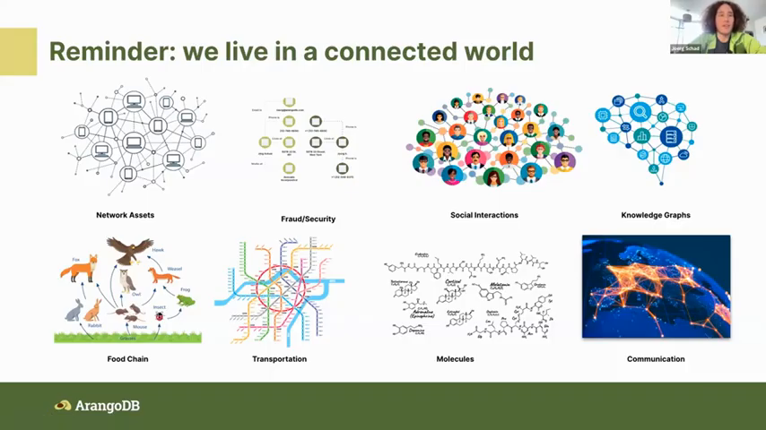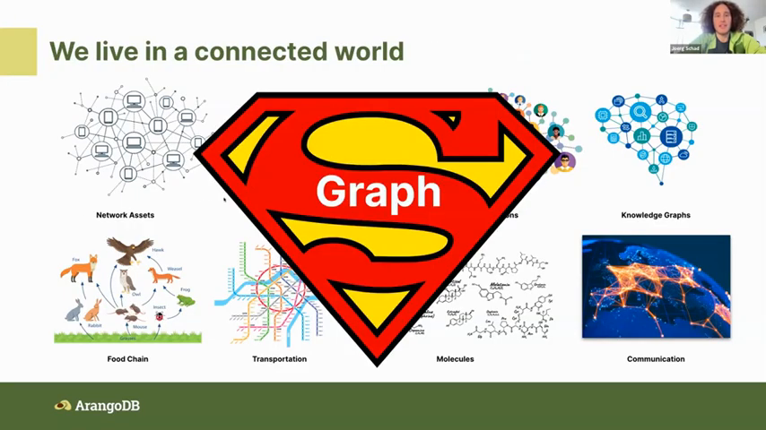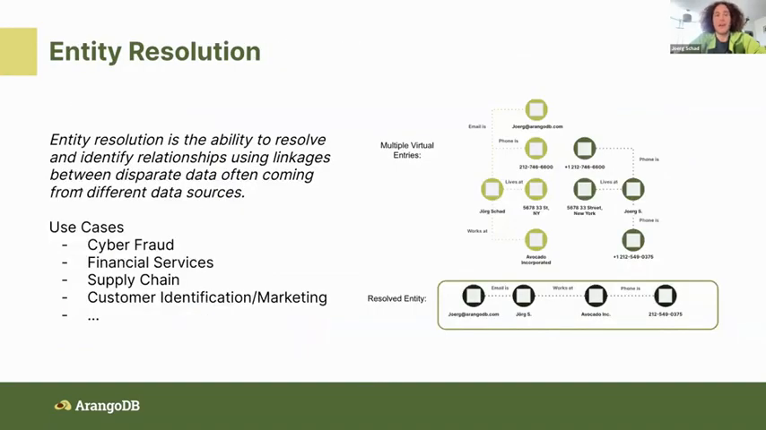So just as a reminder, we actually live in a connected world. If we are looking around us, for example, at network asset management, or fraud security, usually we're not talking about an individual data item, but we're talking about data in context. And I think this is what we typically mean if we say we're talking about connected data. We want to talk not about an individual item, but about data in context. And in such a world, graph is giving you the superpower to get deeper insights and get better results. These are our graph superpowers.